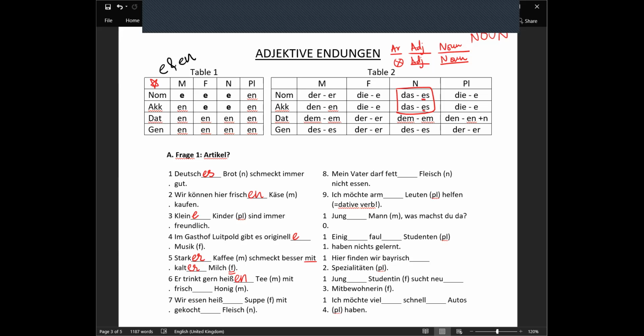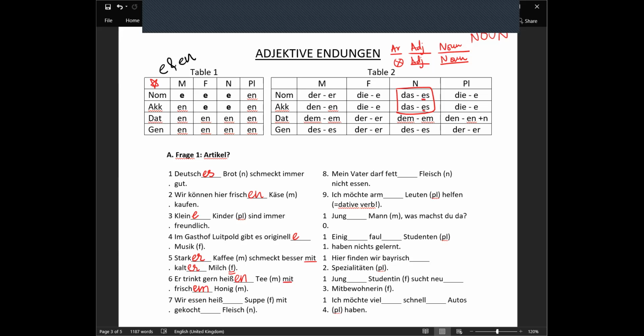Okay. So about Tee, because Tee is masculine, so masculine accusative, we indicate it with en. And same for Honig, it will be en, but again we have mit here, the dative preposition. That will make it em, frischem. Dative, masculine, singular. Okay, so while this Tee is taking the ending en, Honig is taking the ending em, only because the first one is accusative and the second is dative.